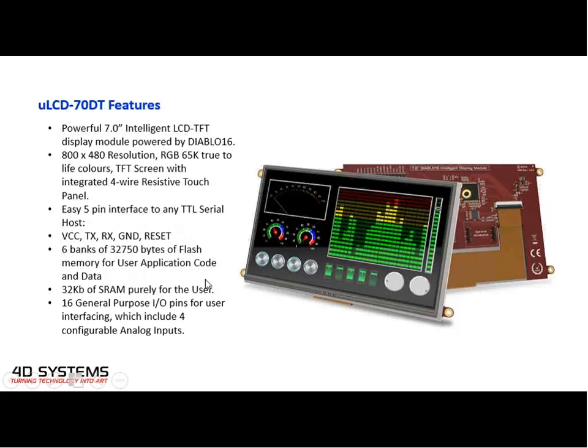Of course, you have 6 banks of 32 KB each of flash memory for user application and data, which I have discussed earlier when we were looking deeper into the Diablo16 core. We have 32 kilobytes of SRAM purely for the user, 16 GPIOs for user interfacing, which include 4 configurable analog inputs. I have also indicated this earlier when I was discussing the GPIO concept.